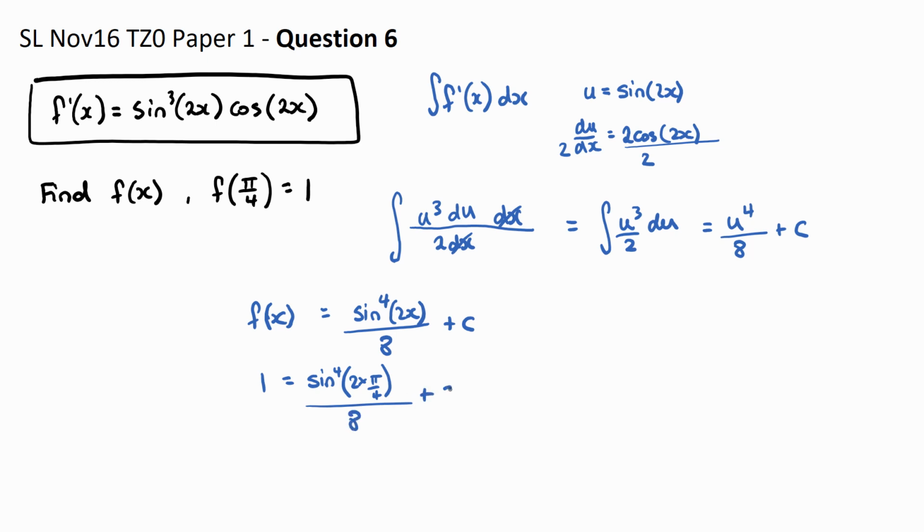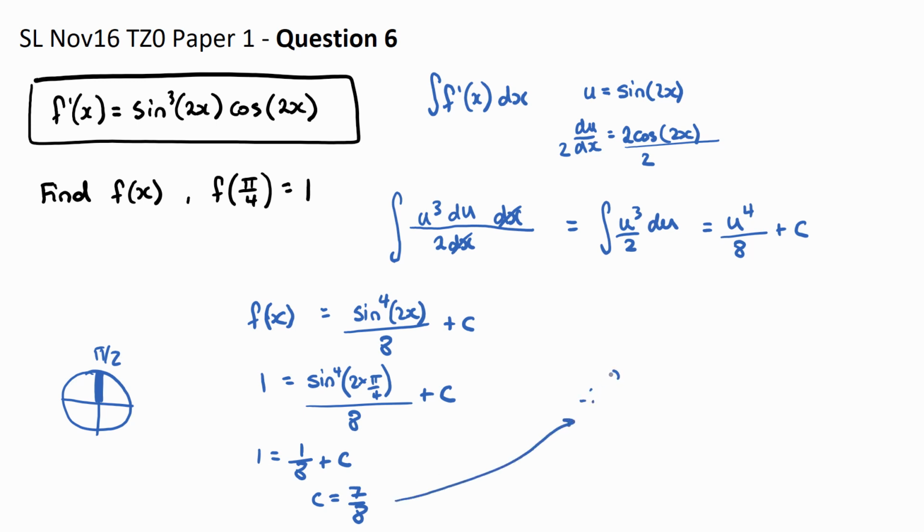over 8 plus c. Now, 2 times pi on 4 is pi on 2. Sin of pi on 2, remember pi on 2 is up here, sine is the height, this will be 1. So 1 will equal, sin of pi on 2 is 1, so 1 to the power of 4, which is just 1, over 8 plus c. And then therefore, if we put the 1 on 8 over, we're going to get c equals 1 minus 1 on 8, which is just 7 on 8. So c will equal 7 on 8.